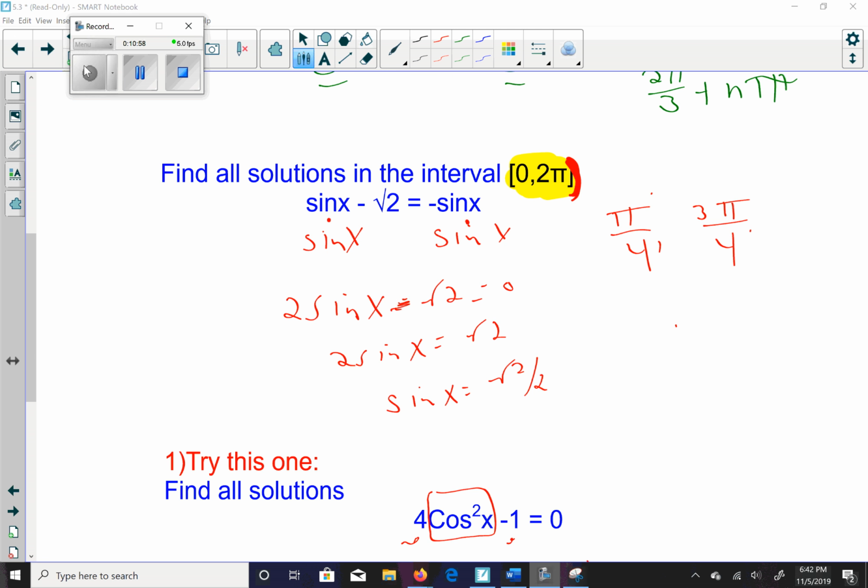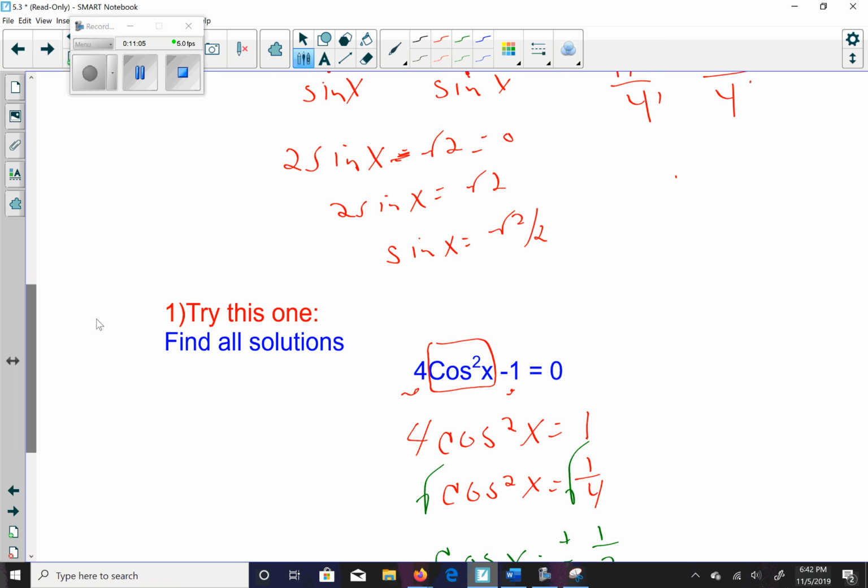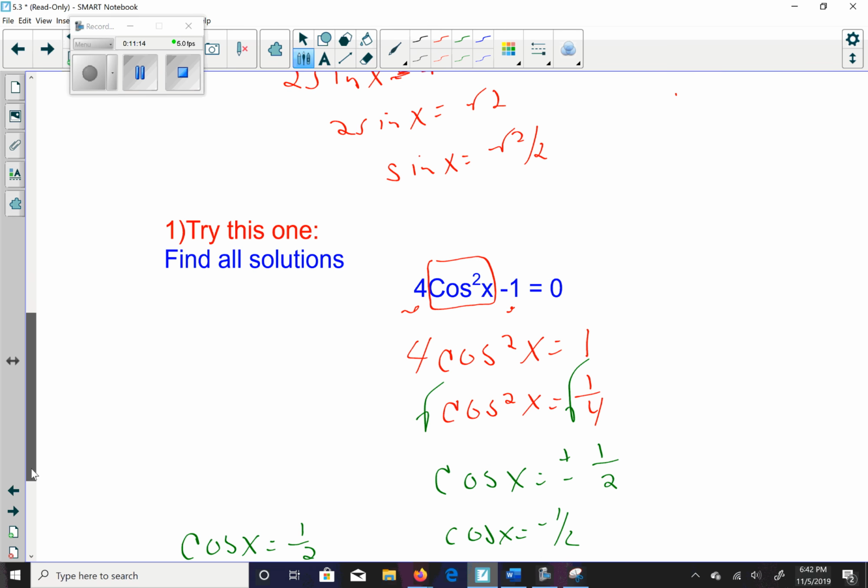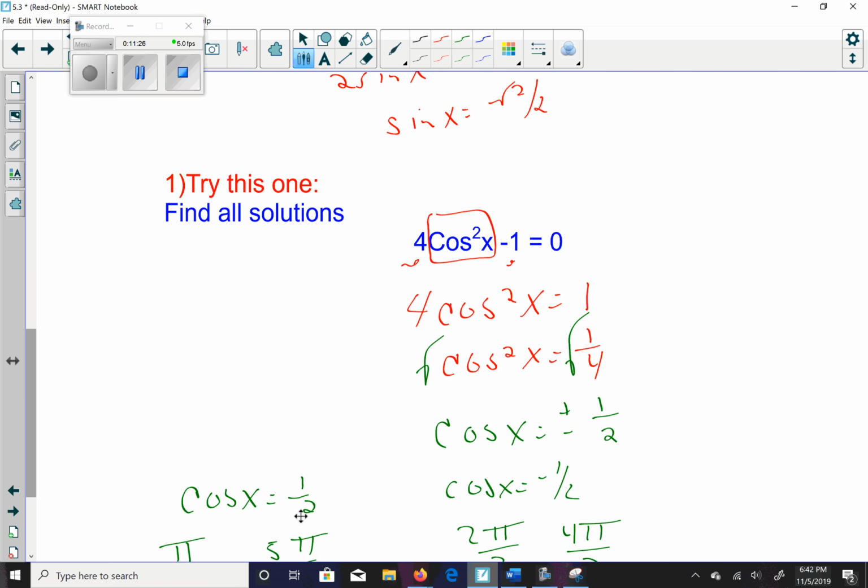Okay, welcome back. What you should have is the first thing I did is I added 1 to both sides of the equation and got 4 cosine squared x is equal to 1. Then I divided both sides by 4 and got cosine squared x is equal to 1/4. Took the square root, and when I take the square root of 1 is 1, the square root of 4 is 2. Notice that when I take the square root, it's plus or minus. So my cosine is actually equal to 2 different things. One is cosine of x is equal to positive 1/2. One is the cosine of x is equal to negative 1/2.